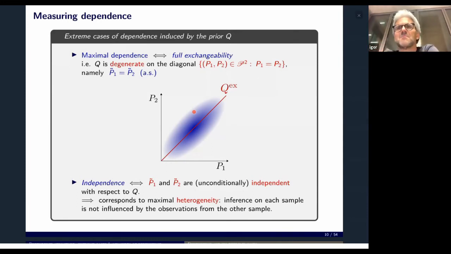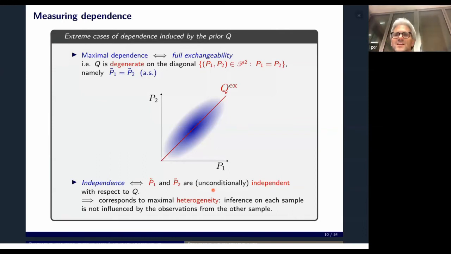Okay, so that's the maximal dependence of full exchangeability. The other extreme case is independence, right? Where you essentially have maximal heterogeneity, because there the one sample doesn't influence the other at all. So you don't have any kind of borrowing of information. You cannot leverage the other sample to infer something. So it's full independence.